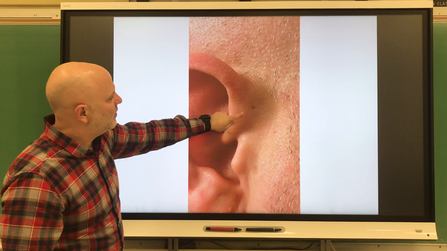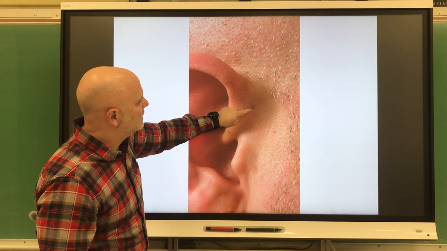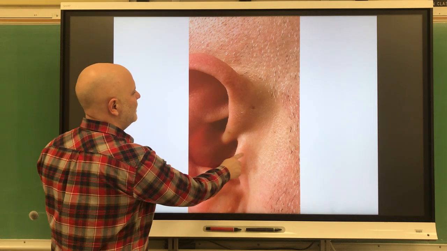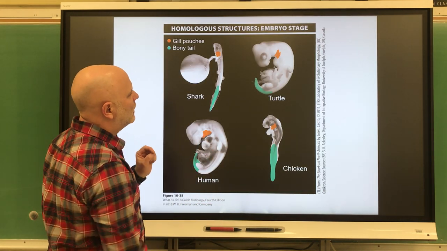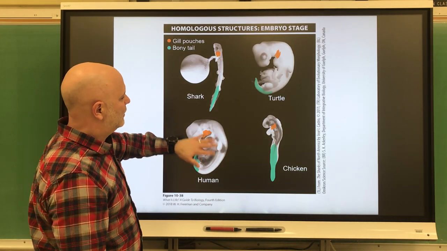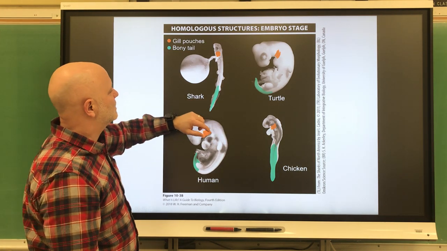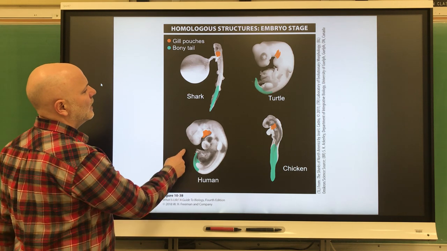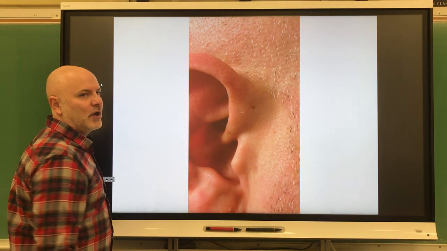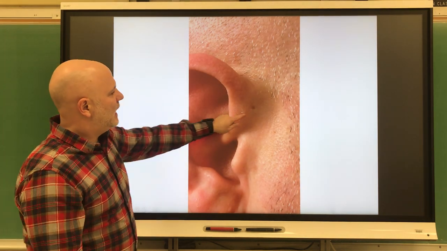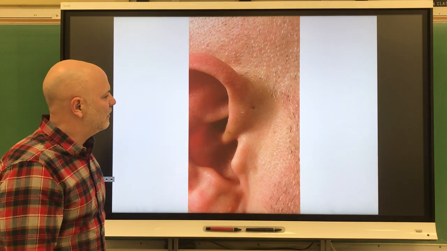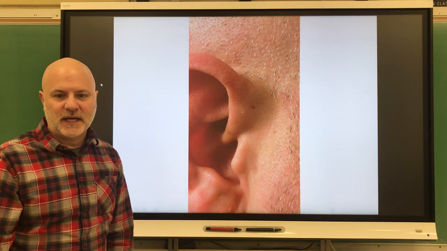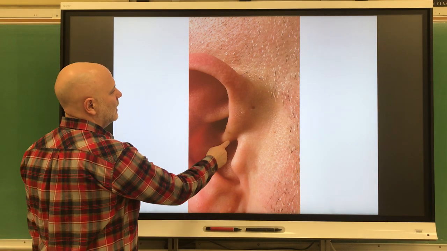But for some of us, those gill pouches don't fully close. And you'll see on some people this little hole right there, and this is called a pre-auricular sinus. That's a remnant of these gill pouches not fully closing in a human, or you can find them in other organisms. Not the shark, though, because those gill pouches become their gills. All right? So this ear is mine, and I have that, I apparently didn't fully develop. And so you can still see that pre-auricular sinus in me. All right.